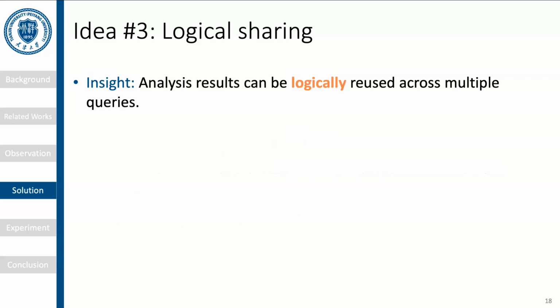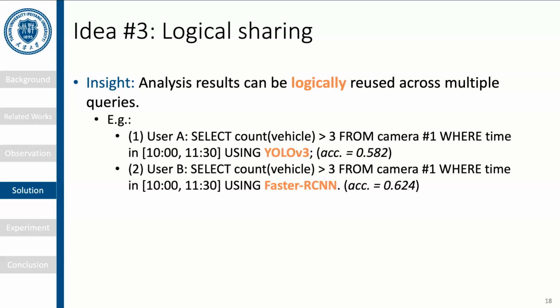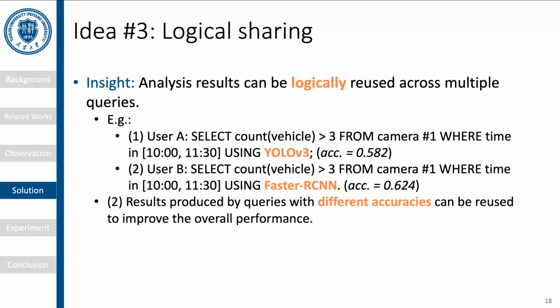As discussed above, multiple model candidates can be used to answer the same query request, but they are often trained with different accuracies. In the following example, user A chose UAV3 to count the number of vehicles, and user B tends to use a more accurate model, Faster RCNN, to do the same work. Similar to NoScope, we can use the results of user A's request as a filter to pull away frames without the target object when processing user B's request.